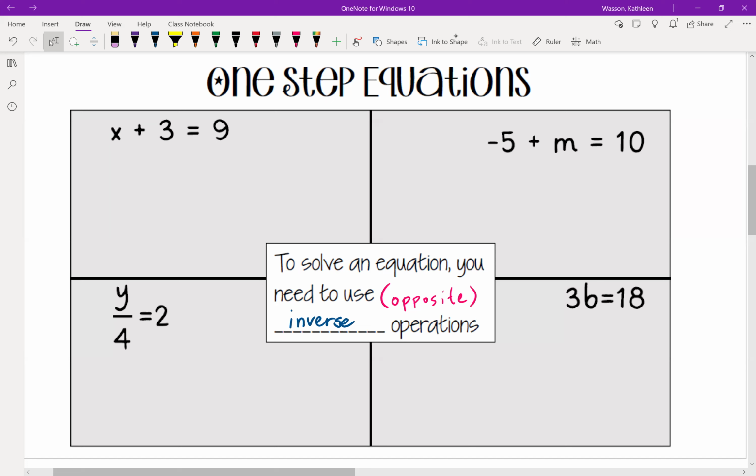I'd like to talk to you about solving one-step equations. We'll also solve two-step equations and multi-step equations. This is a review from Algebra 1 and also some skills that you've used in geometry.